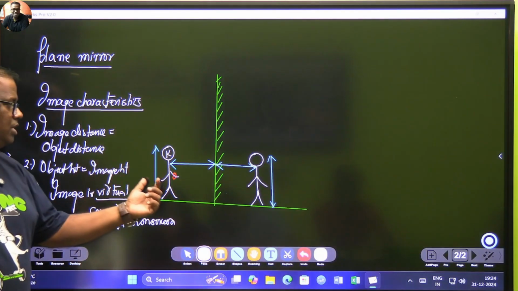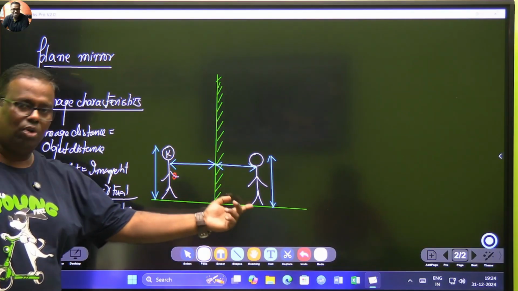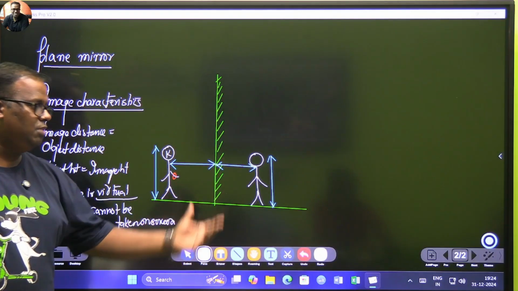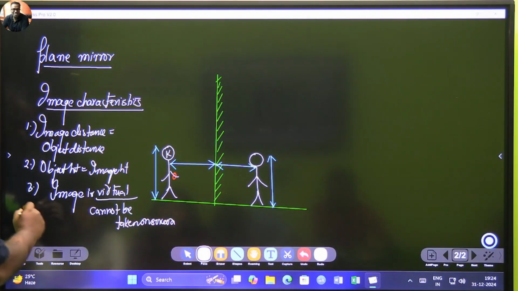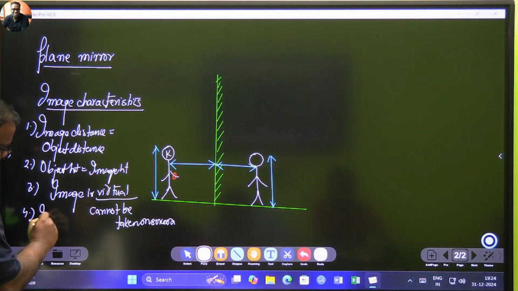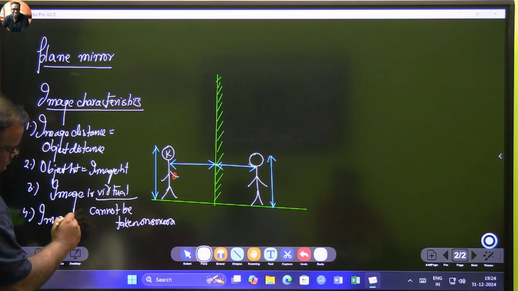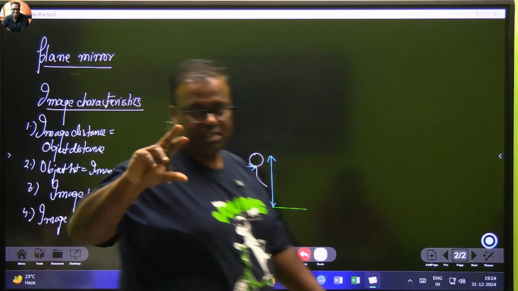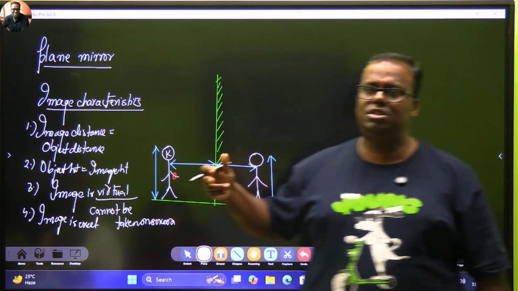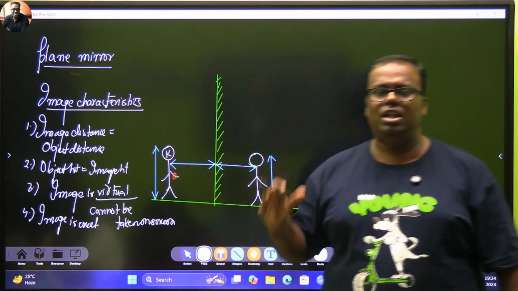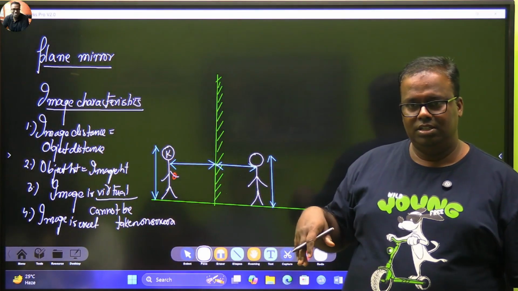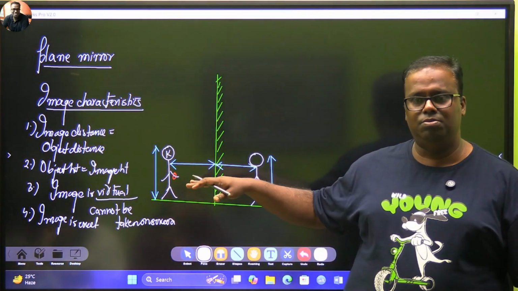So the first observation is that image distance is equal to object distance. Image height is equal to object height. And then the image is virtual. Fourth, the image is erect. You understand what is erect in optics? Erect and inverted. Inverted images can be seen if you go to science museums. They'll have some mirrors where you'll see yourself upside down. That is called inverted. This is not inverted. This is an erect image.